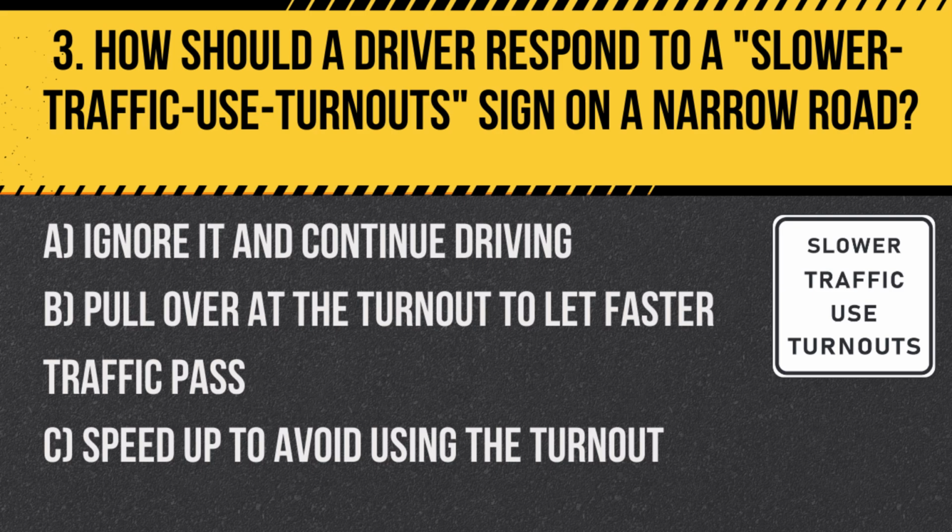Question 3. How should a driver respond to a slower traffic use turnouts sign on a narrow road? A. Ignore it and continue driving. B. Pull over at the turnout to let faster traffic pass. C. Speed up to avoid using the turnout.